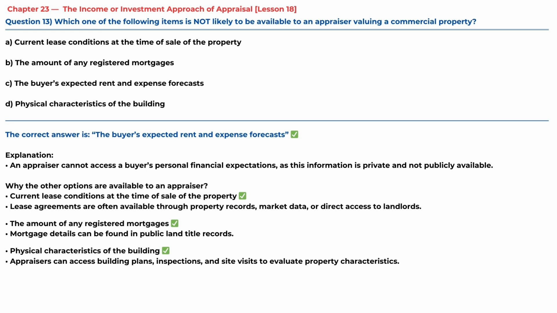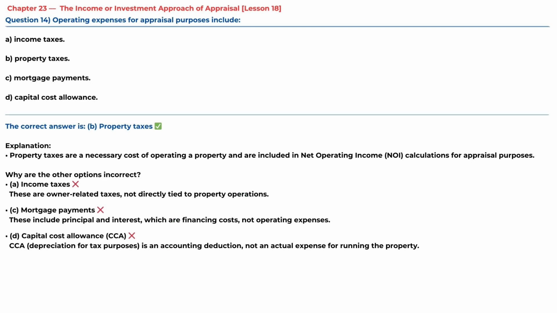The amount of any registered mortgages. Mortgage details can be found in public land title records. Physical characteristics of the building. Appraisers can access building plans, inspections, and site visits to evaluate property characteristics. Question 14. Operating expenses for appraisal purposes include. The correct answer is B.